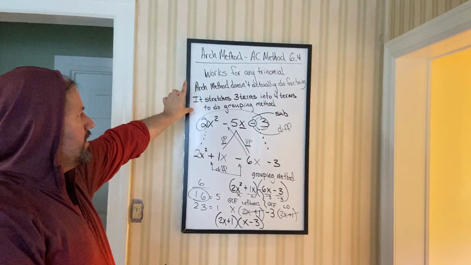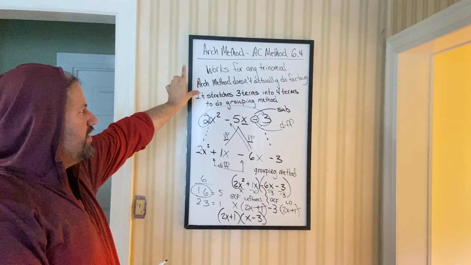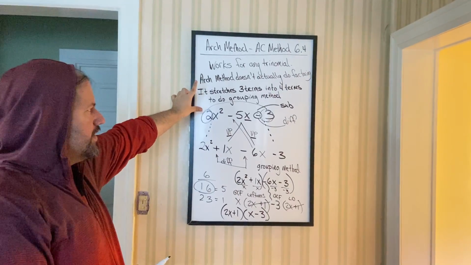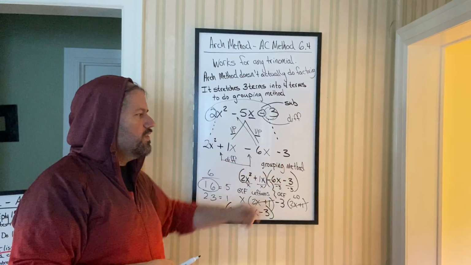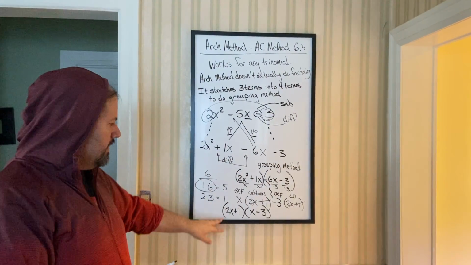But what I wanted to point out again, arch method, you're not actually doing any factoring. You're actually stretching it into 4 terms so that you can do the grouping method to do the factoring. There's your answer.